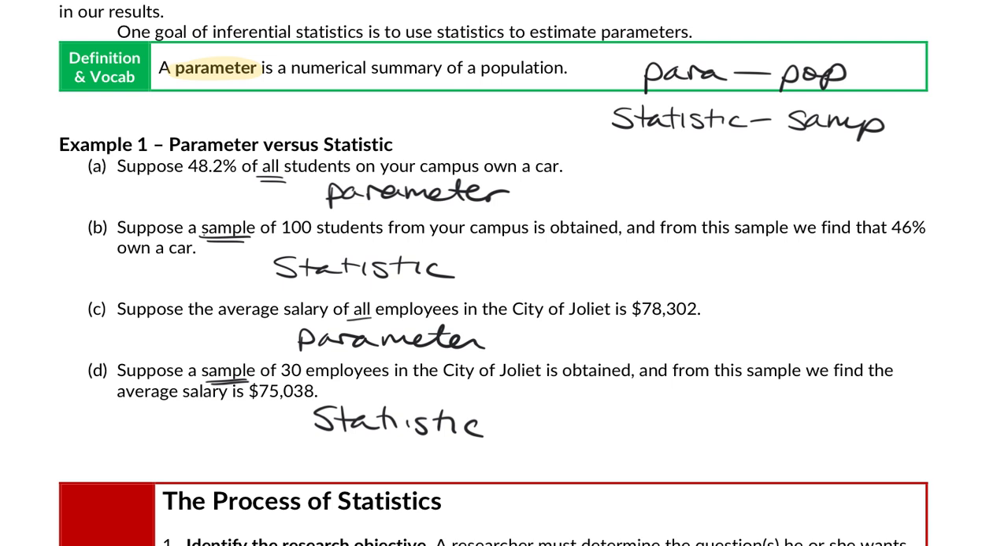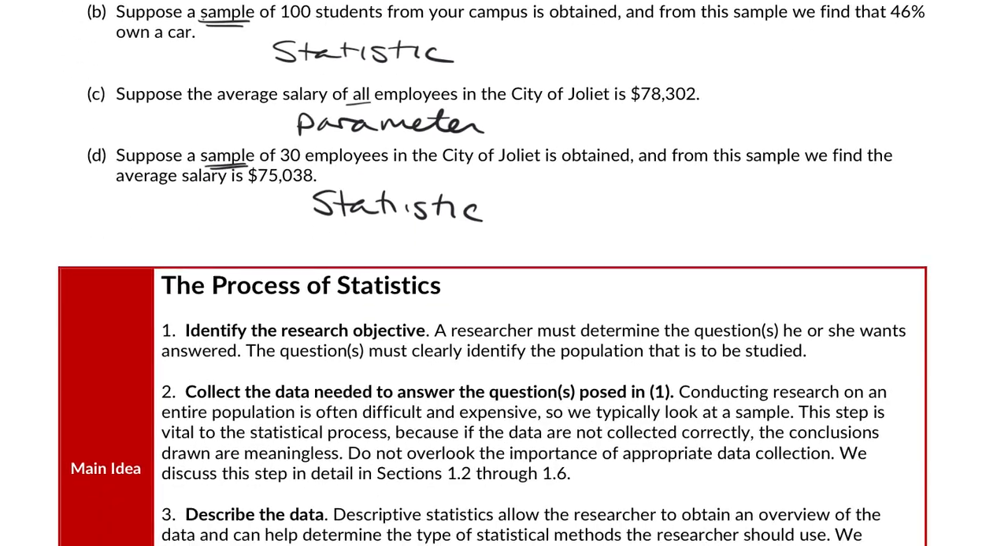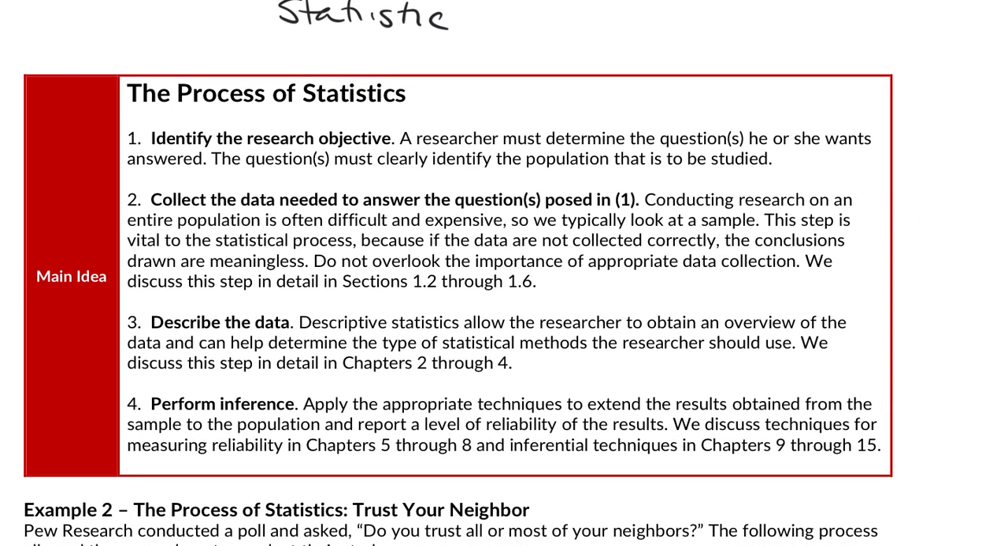Fabulous. Okay, so the process of statistics, let's break it down a little bit more. When we're running an entire study with statistics, it has four main parts. The first part is to identify the research objective. Researcher must determine the questions he or she wants answered. The questions must clearly identify the population that is to be studied. So I want you to highlight that right there. Clearly identify the population.